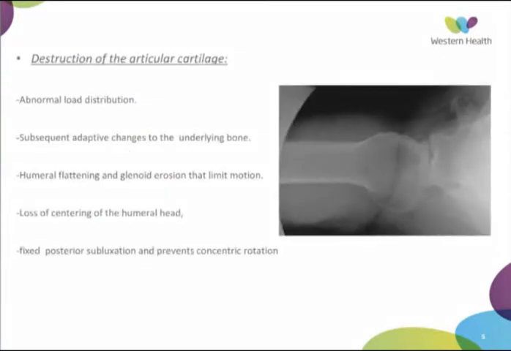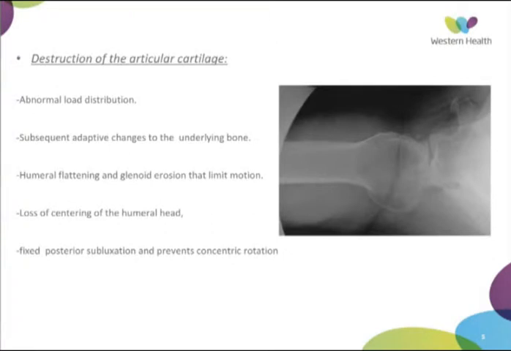Due to any of the pathologies in the shoulder, what's going to happen is there will be some destruction in the articular cartilage. And the next thing that's going to happen is that the load distribution will be abnormal in the whole shoulder joint. After that, there will be some changes in the underlying bone, both in the humeral head as well as the glenoid. The humeral head will become flat, and also there will be some erosions in the glenoid, and the range of motion will become a bit limited.